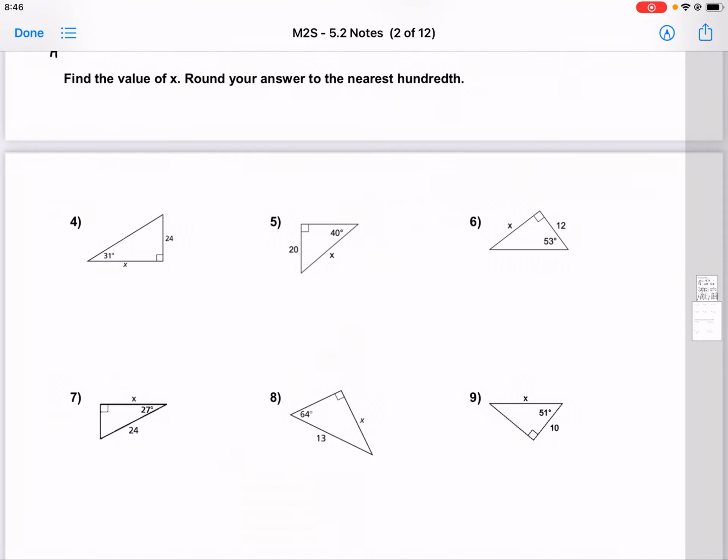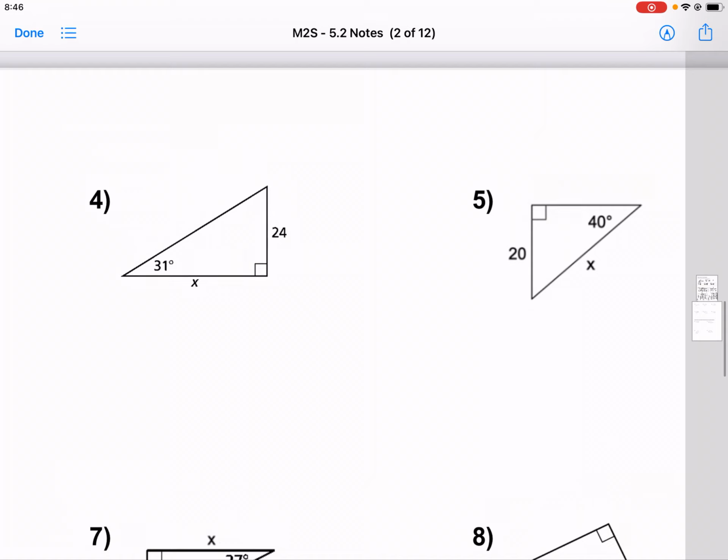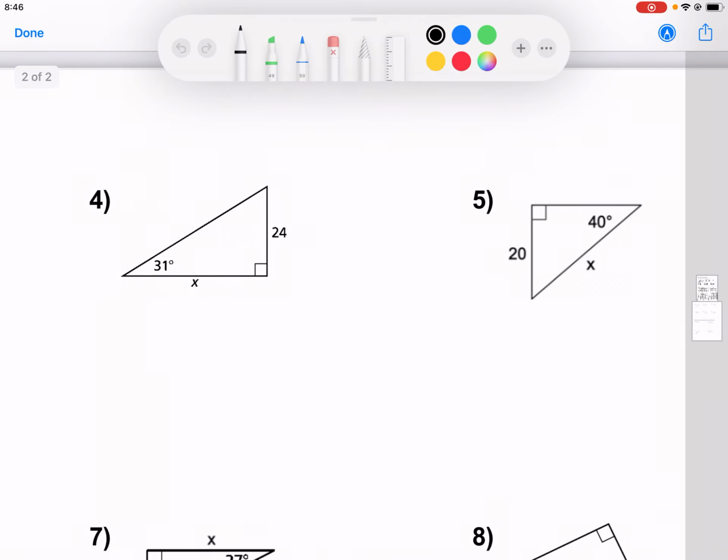It looks like my directions got split between two pages, so I apologize for that, but we're just going to be finding x for these next few problems. And so we have to figure out what ratio you're using. Are we using sine, which is opposite over hypotenuse, cosine, which is adjacent over hypotenuse, because it's SOH CAH TOA, or tangent, which is opposite over adjacent?